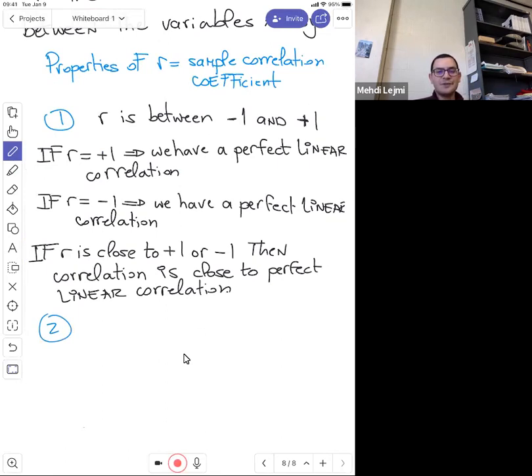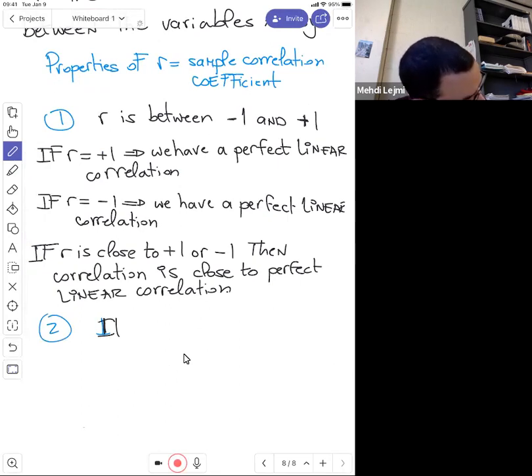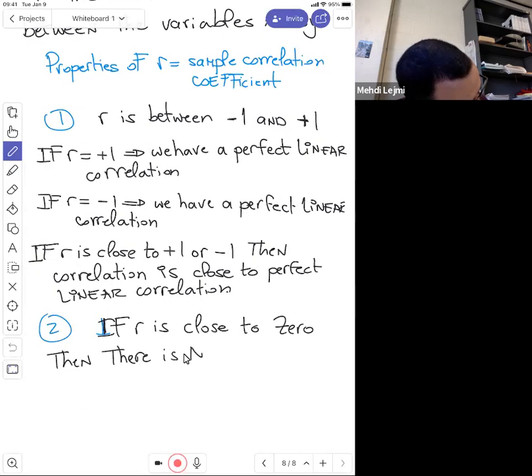Now, if R is close to 0 or equal to 0, then there's little or no linear correlation. So if this number R is equal to 0 or very close to 0, then there is no linear correlation.